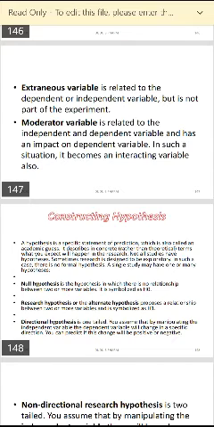A moderator variable is related to the independent and dependent variable and has an impact on the dependent variable. In such a situation, it becomes an interacting variable. It's not only to the side of those who are expected to perform, but in this teaching methodology, there is someone who is moderating. Are we getting?